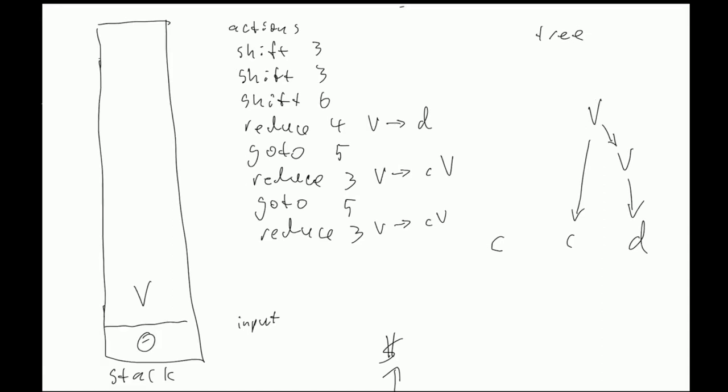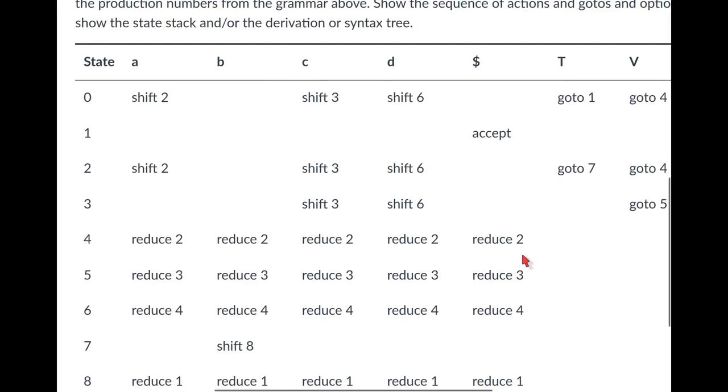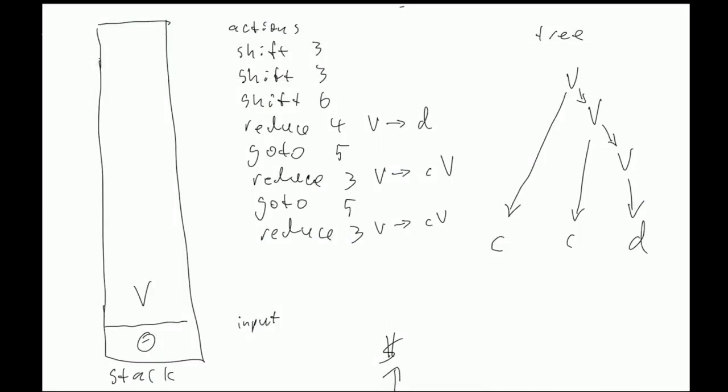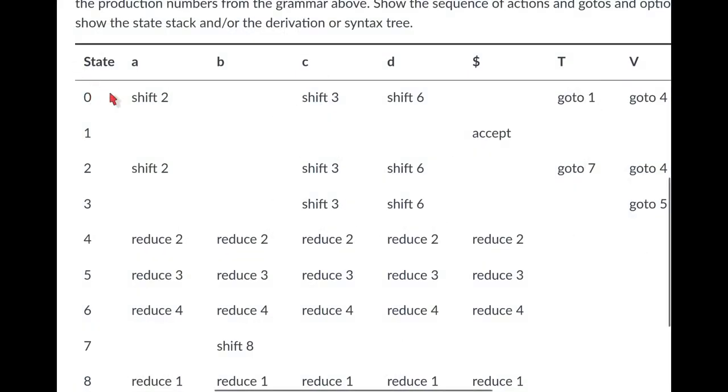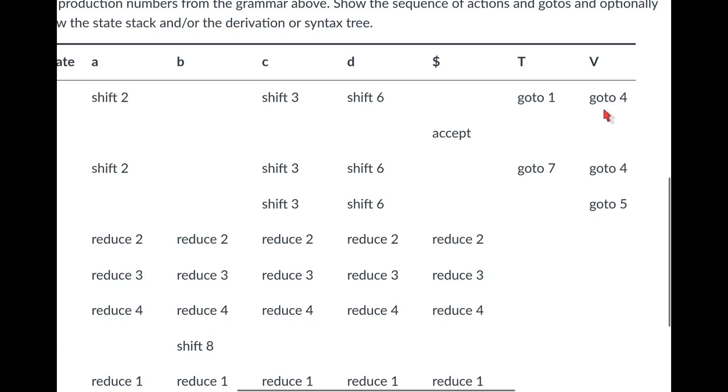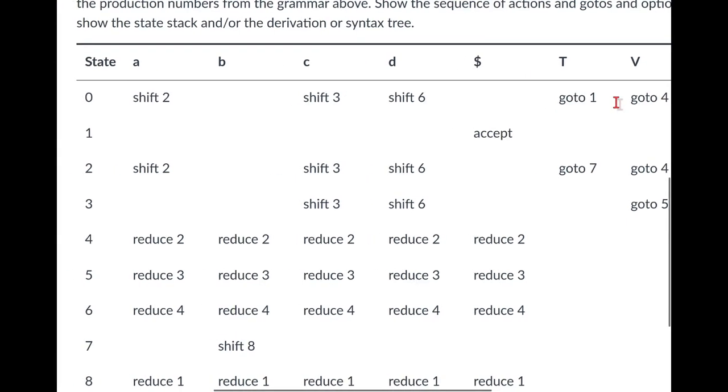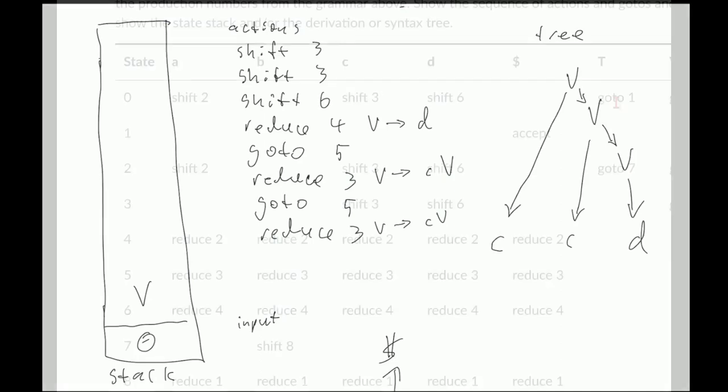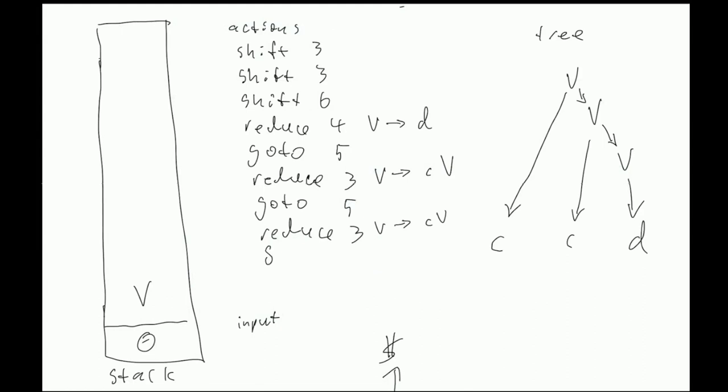And we can make the corresponding tree node for it. So how do we figure out what next state to go into? The go-to table, yeah, I think I heard someone say it. So now we're back in state 0, because if you look at our stack, that's the last state in our stack, and we've seen an entire V production. Looking at our table, if we're in state 0 and we see V, that's go-to 4. So our next action is go to 4. So that becomes our new state on the stack.